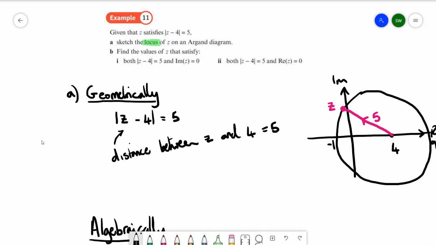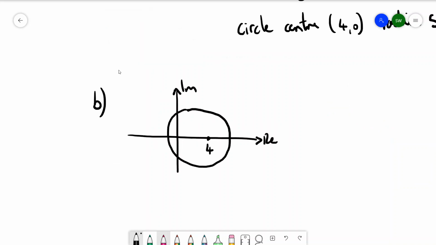So it's really common to have a follow-up question using the locus that you just plotted. So here we want the complex number z that satisfies this condition here. So we already know what it means to satisfy this condition. If it satisfies this condition, then it must lie on that circle. But we've got this other condition that the imaginary part of z is equal to 0. So just think about that geometrically. It has to be on this circle, and the imaginary part has to be equal to 0. So that basically means that it could either be there on the circle or there on the circle, because at those points the imaginary part is 0 because it's on the real axis.